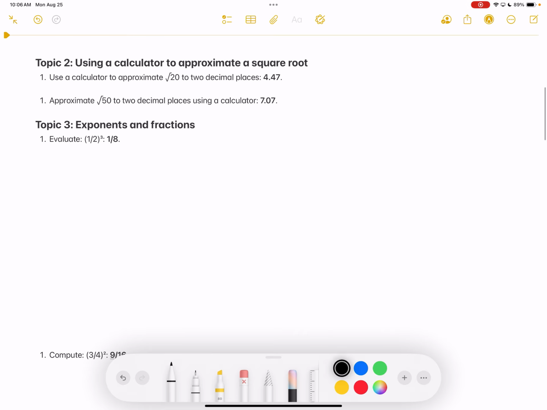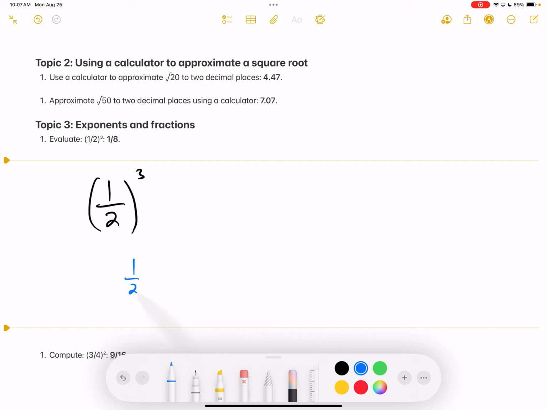The next one is when you have an exponent around a fraction. An exponent means you're taking that times itself that many times. So what I'm actually doing when I do (1/2) cubed is 1/2 times 1/2 times 1/2. I'm taking 1/2 times itself 3 times. The easy way to do this, though, is to take this 3 to everything inside the parentheses.